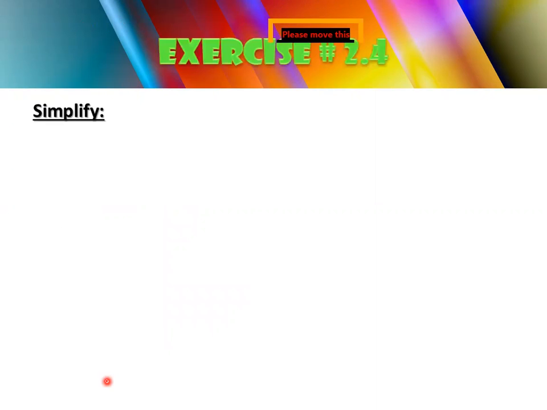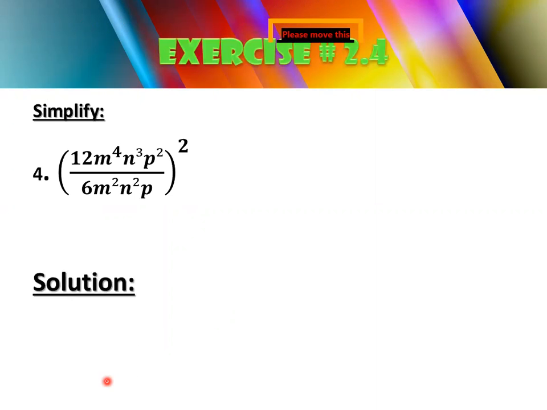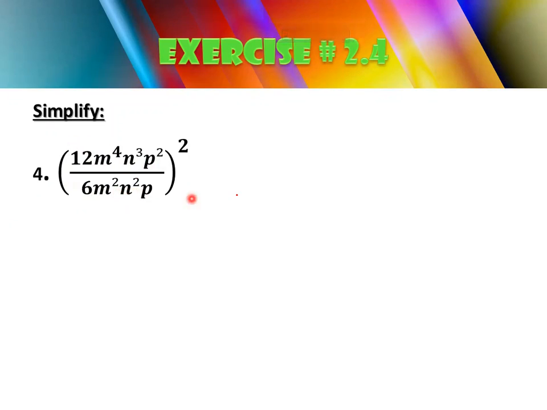Now move on to the last question of this exercise. Question number 4. What do you have? 12 m4 n cube p squared upon 6 m squared n squared p, and whole power, here you have 2. This question has a whole power, that is 2, right? Now what you will do, in the first step you are going to reduce it.